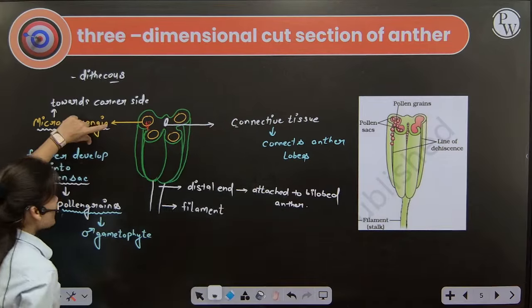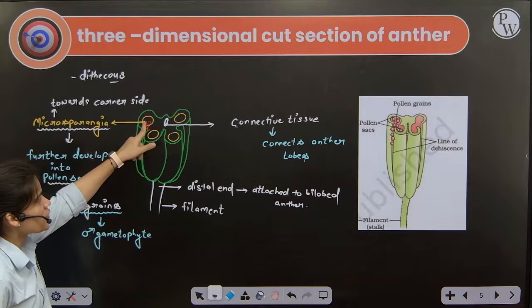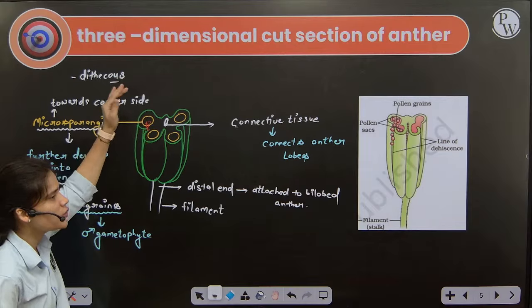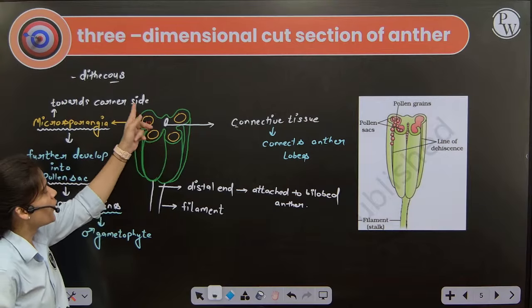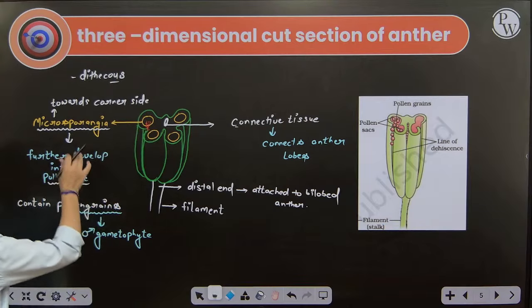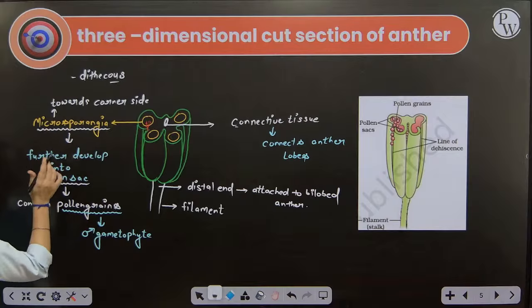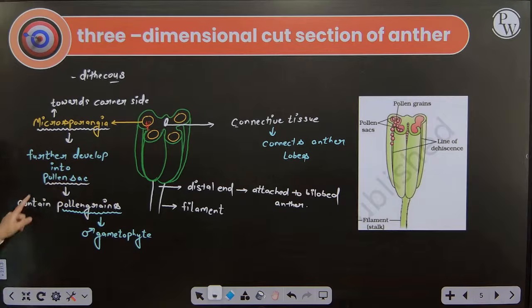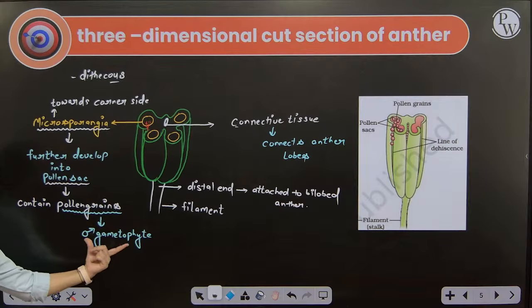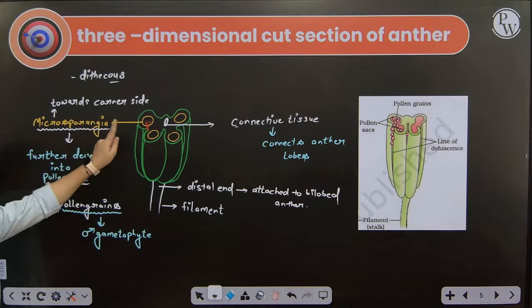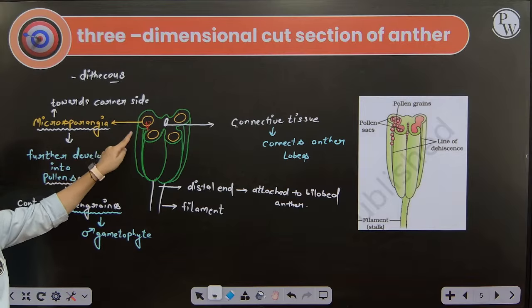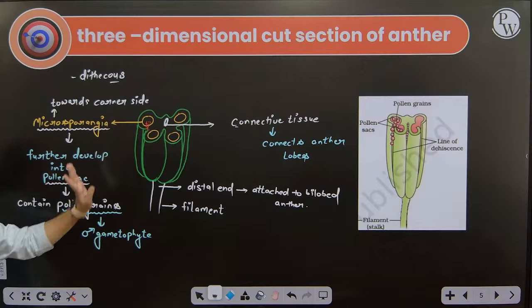Now, inside these microsporangia, microspores are formed. Then microspores develop into the male gametophyte, that is pollen grain. So these microsporangia further develop into pollen sacs, and a pollen sac contains lots of pollen grains, that is male gametophyte in case of flowering plants. Inside this microsporangia, we are going to form microspores.